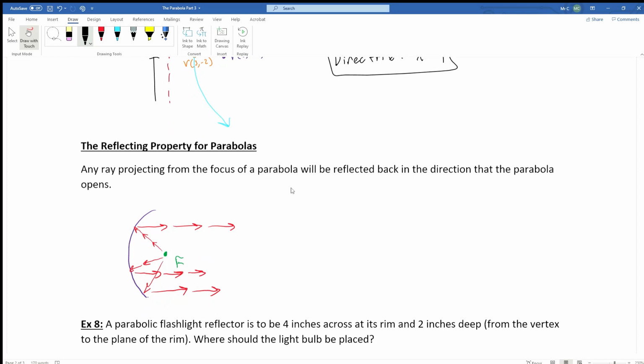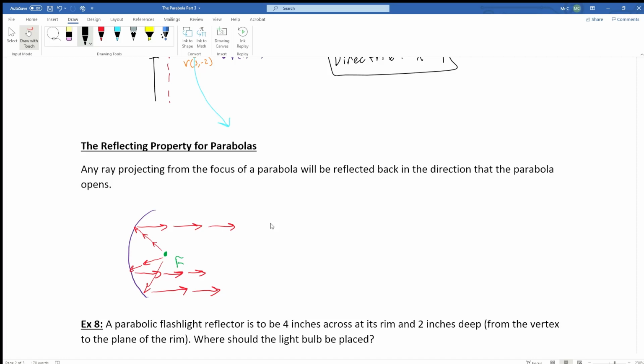All right, so one of the important properties that comes up in parabolas is something called the reflecting property. Now, this is a property of the geometry of the parabola, and it says that any ray projecting from the focus of a parabola will be reflected back in the direction that the parabola opens. And we mean reflected exactly back, straight forward. So if you've got this point, the focus, and you shoot a ray this way towards this parabola, then it's going to bounce straight outwards.